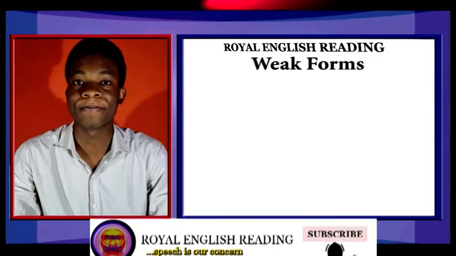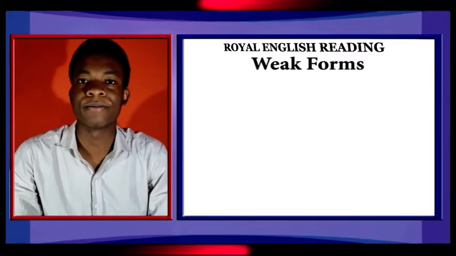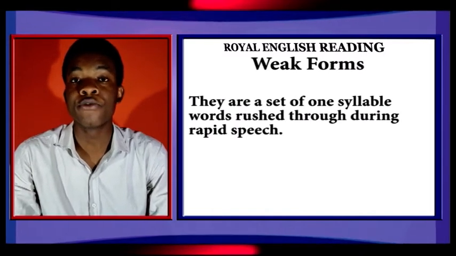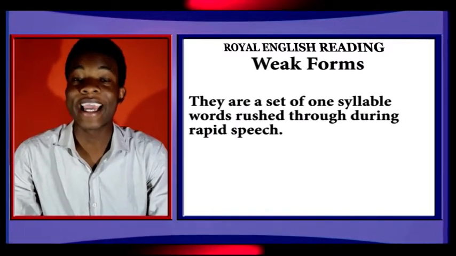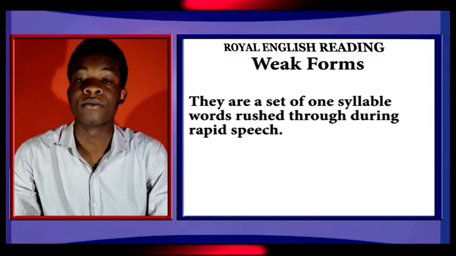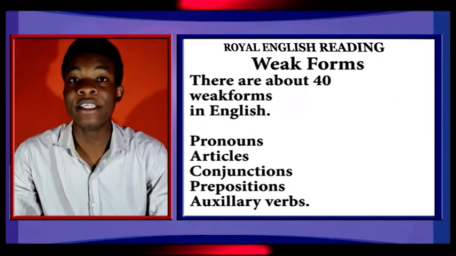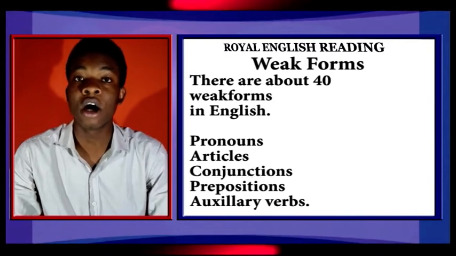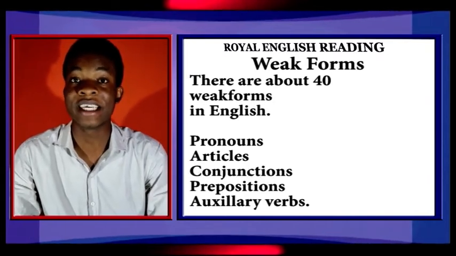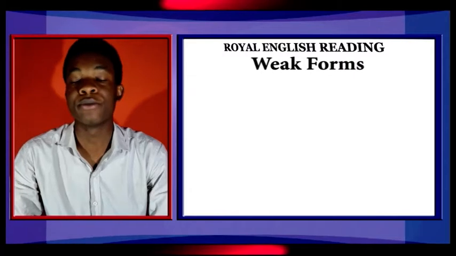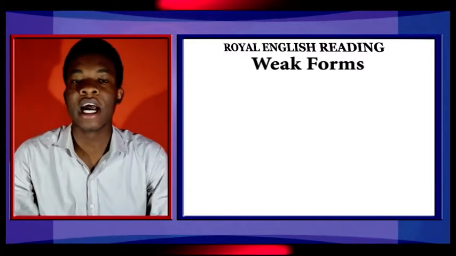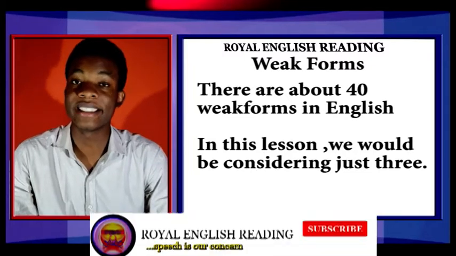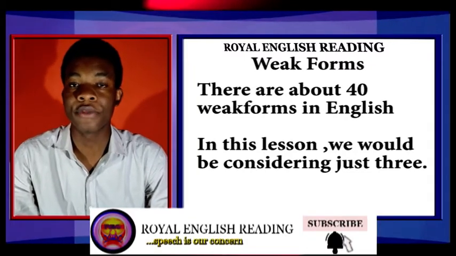So let's begin. What are weak forms? Weak forms are a set of one-syllable words that are rushed through or murmured in rapid speech. In English, there are about 40 of these one-syllable words made up of pronouns, articles, conjunctions, prepositions, and auxiliary verbs. I did tell you that there are about 40 of these weak words, but today we're going to be looking at just 3 of them.